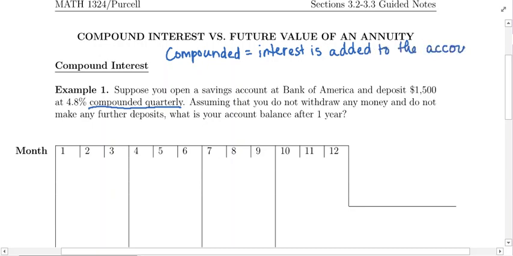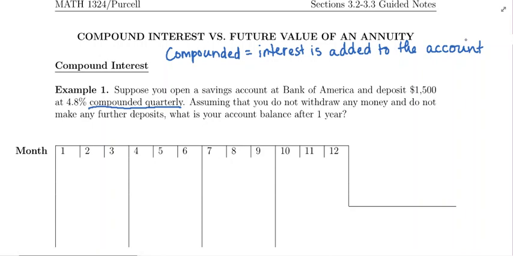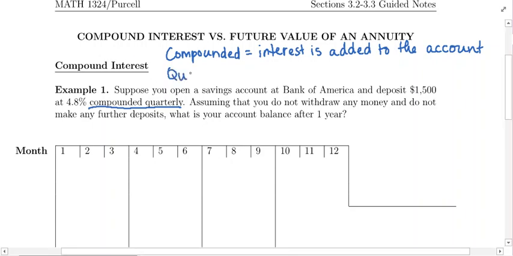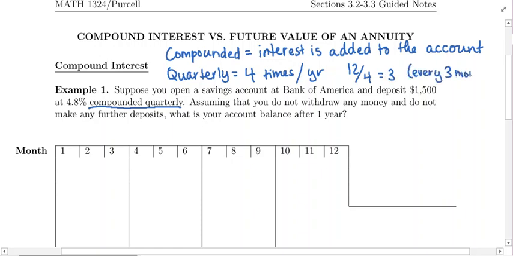So in this particular situation, the interest is compounded quarterly. Remember, quarterly means 4 times a year. If you took the 12 months in a year and divided it by 4, that means every 3 months. So every 3 months in this situation, the interest would be added to the account.